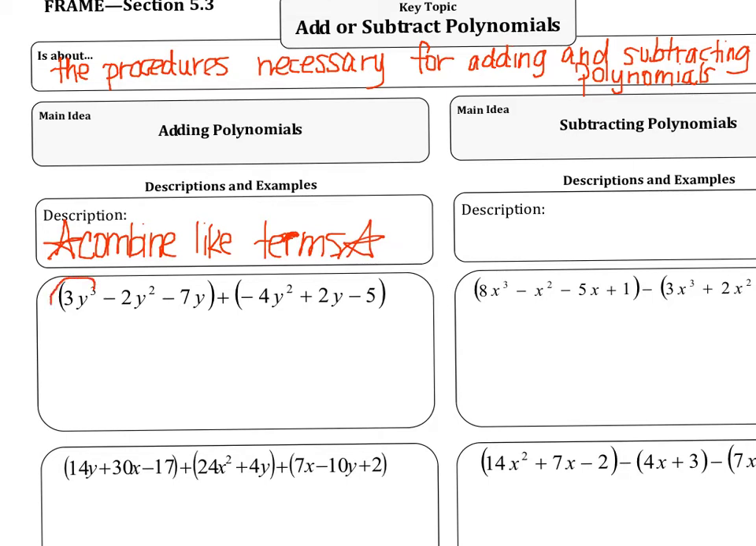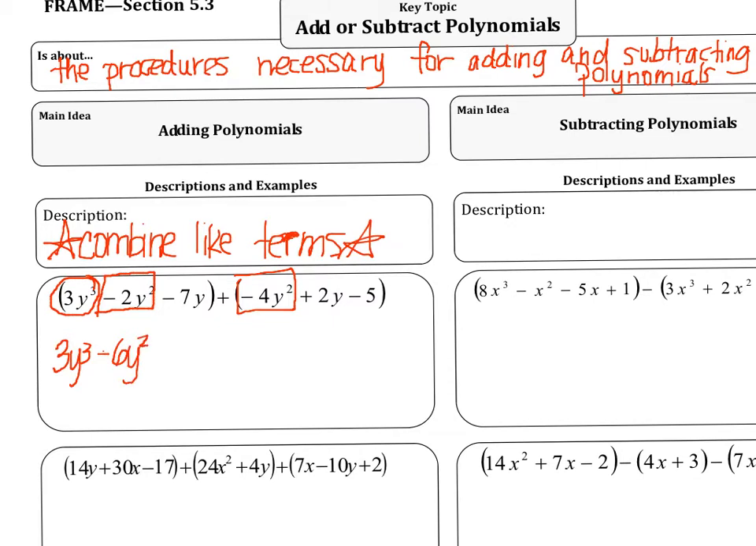So if I look here, I've got 3y to the third. And that doesn't have any other y to the third, so I'm going to write it down right now. So 3y to the third. I'm going to use a square or rectangle shape to do my y squareds. I've got negative 2y squared and negative 4y squared. Negative 2 plus negative 4 is negative 6y squared.